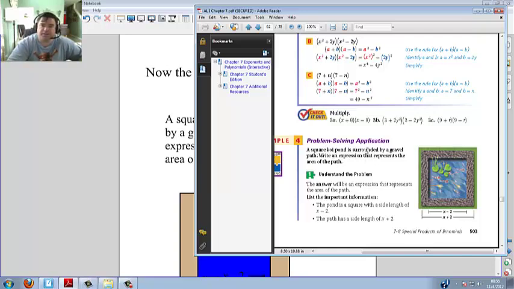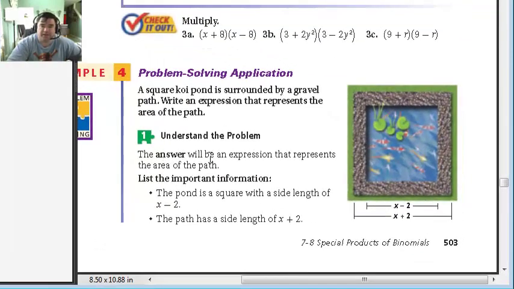A square koi pond is surrounded by a gravel path. Write an expression that represents the area of the path. The answer will be an expression that represents the area of the path. To list the important information. The pond is the square of a side length of x minus 2. The path has a side length of x plus 2.